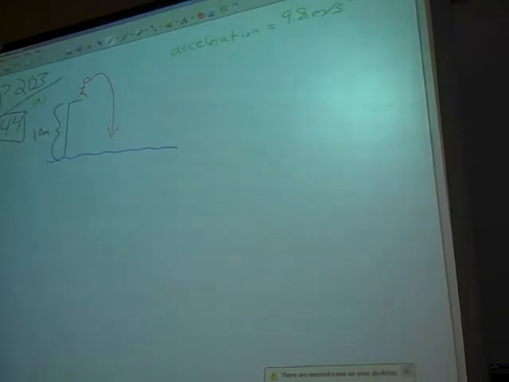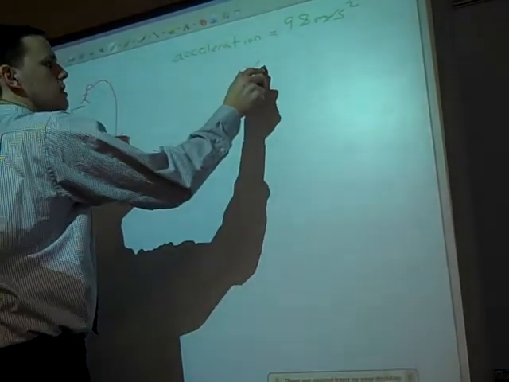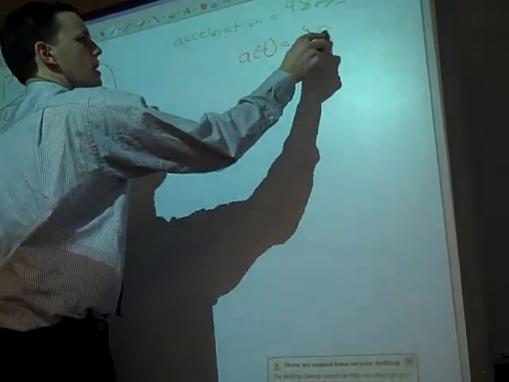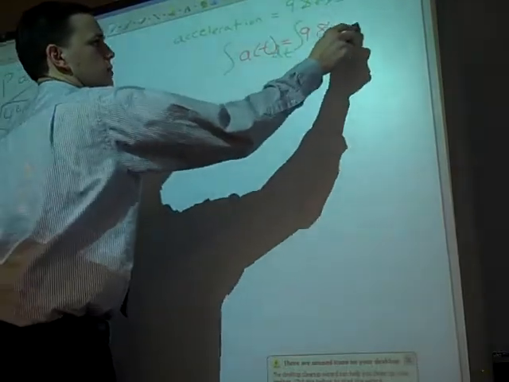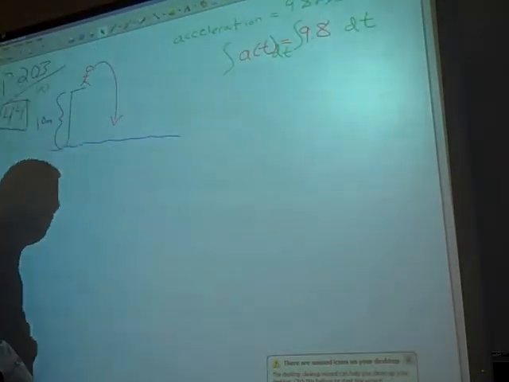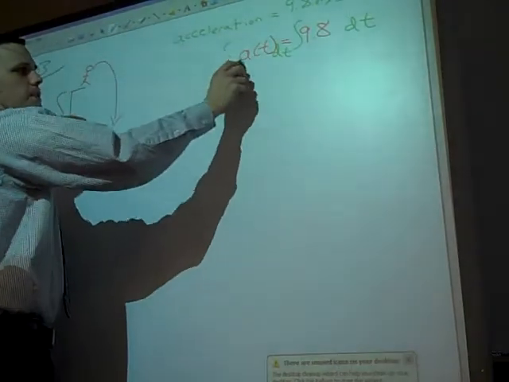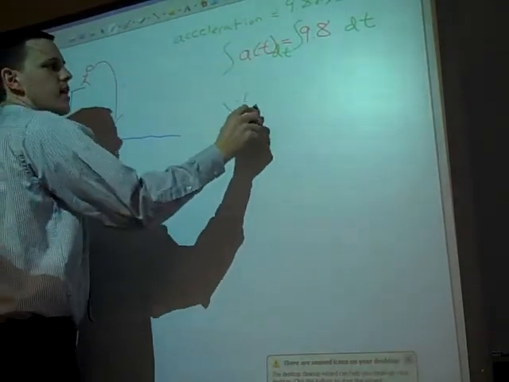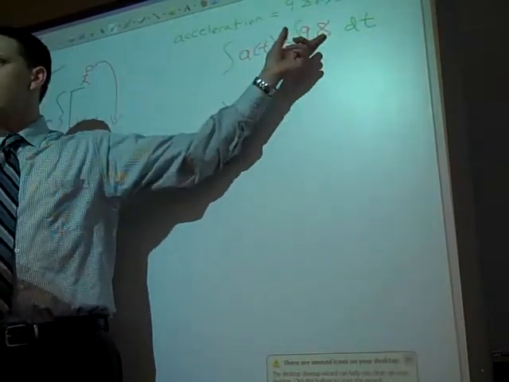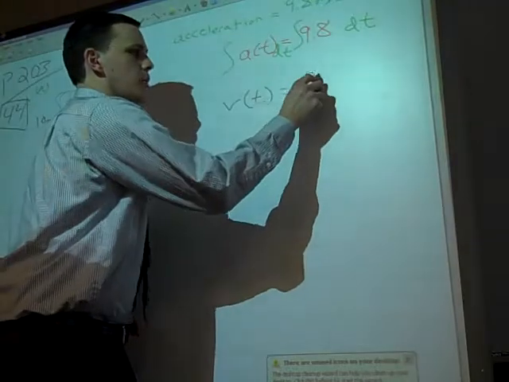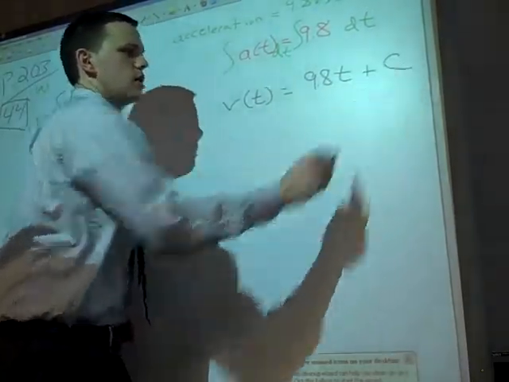We take the antiderivative. You guys remember that? So if a of t equals 9.8, take the antiderivative, which as we'll learn means the integral. We take the integral of both sides, and the antiderivative of acceleration is velocity. The antiderivative of a constant is going to be 9.8 t plus c.